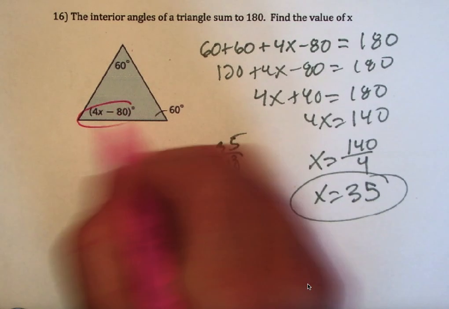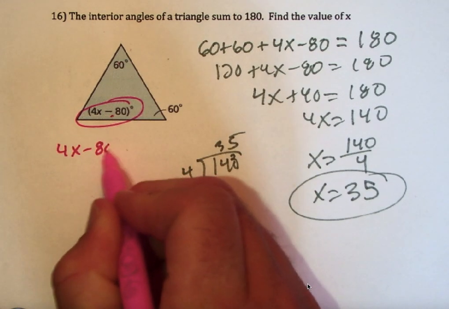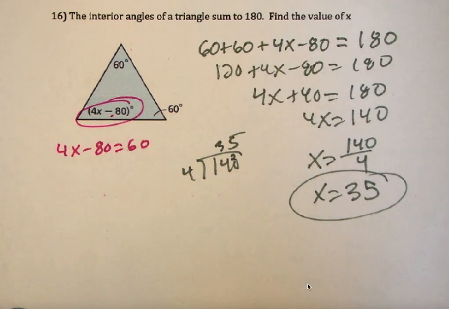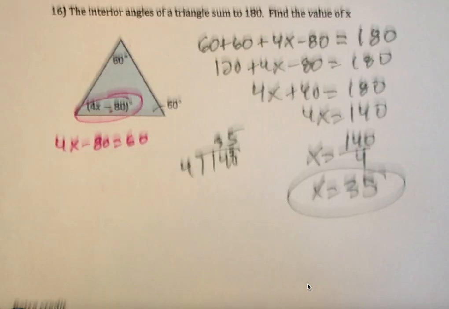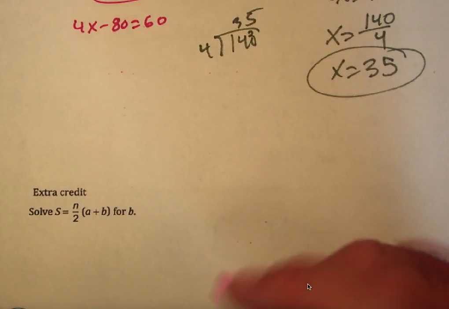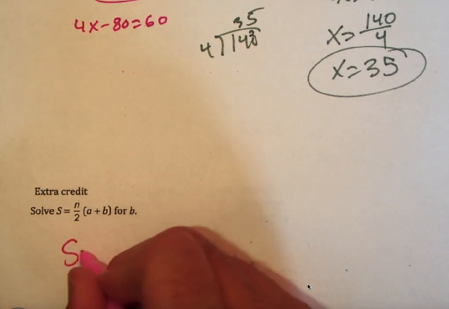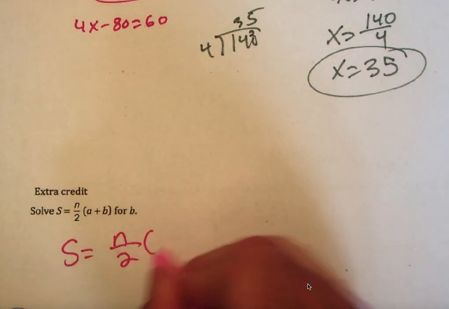I know some students say, well, if this is 60, 60, then this must equal 60. And they wrote themselves this equation, which is just as good. Awesome. All right, now for anyone doing the extra credit, this is what you have to do. So we're going to solve this for B. And there's more than one approach to this.